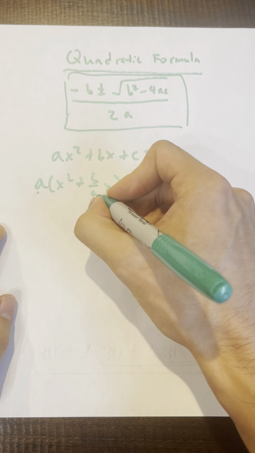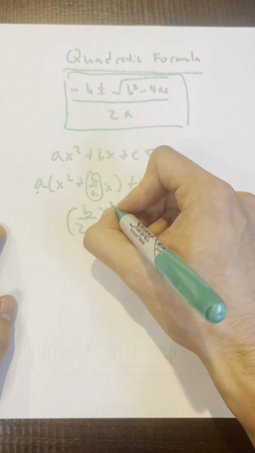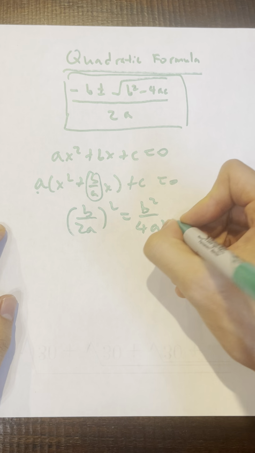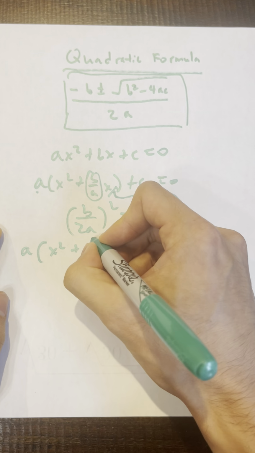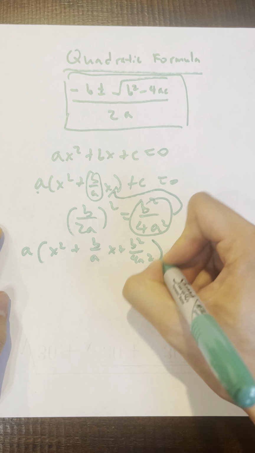Okay, and then I need to take half of this. So I'm just going to include a 2 in the denominator, then I'm going to square it. So b squared goes on top, 2 squared is just 4, and then we have a squared. Now I need to add this back into here. So this turns into a times x squared plus b over a x plus b squared over 4a squared, plus c.